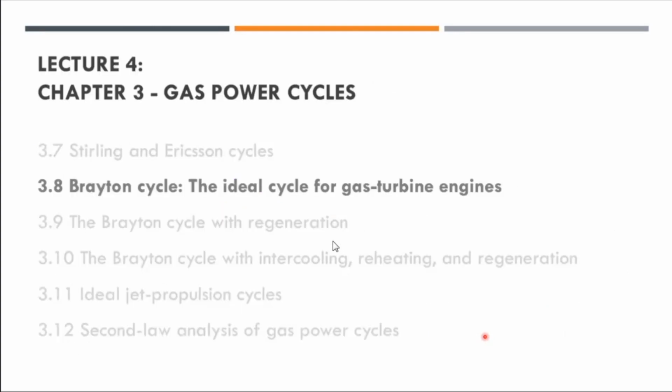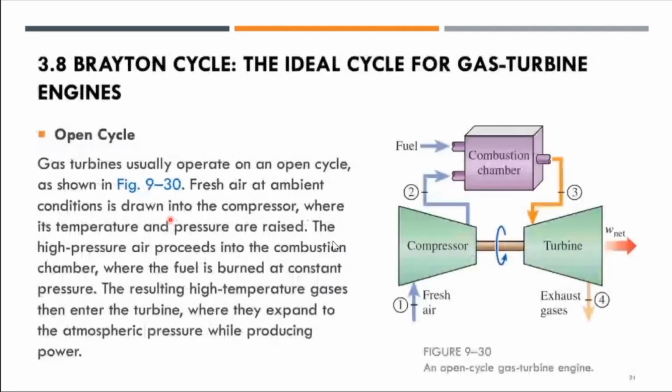All right. Okay. Now we want to move into a more interesting part, which is directly related to the gas turbine engine, and we will look into the Brayton cycle. Okay, for the Brayton cycle, the ideal cycle for gas turbine engines, there are two types of cycle for gas turbine engine. One is an open cycle gas turbine engine. This type of gas turbine engine usually operates on an open cycle, as shown in figure 9-30 here, an open cycle gas turbine engine.